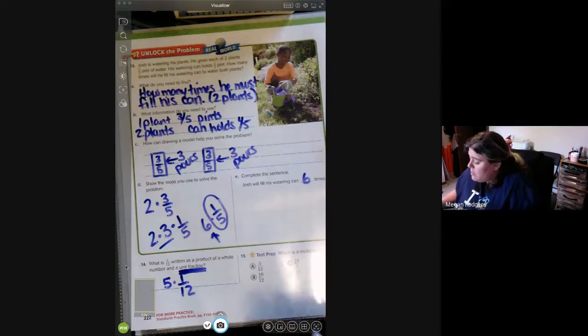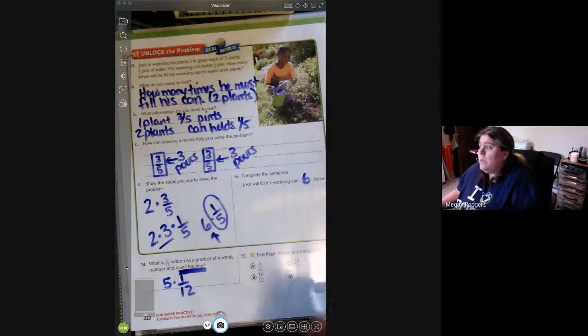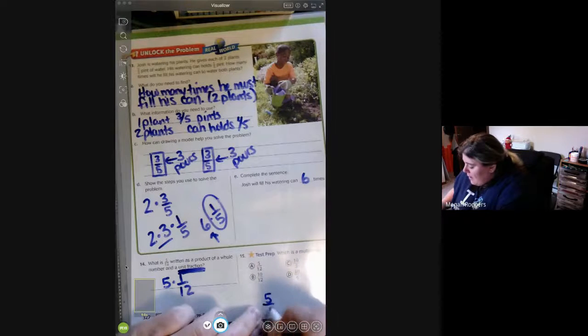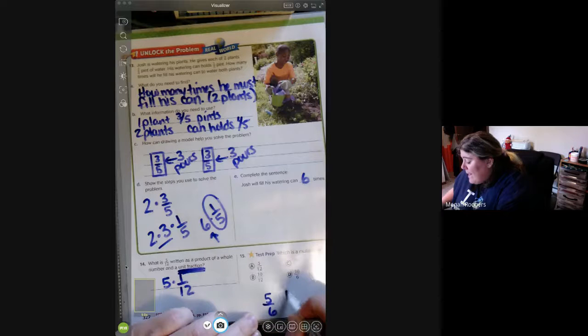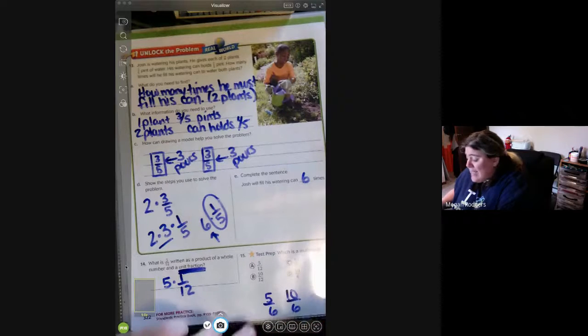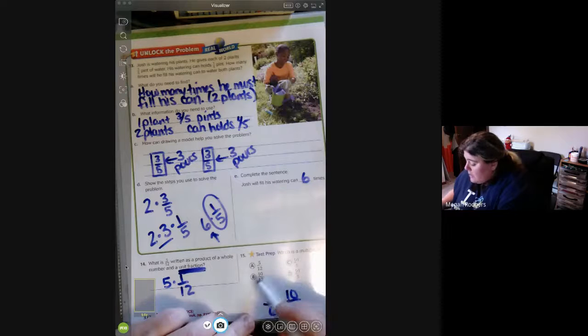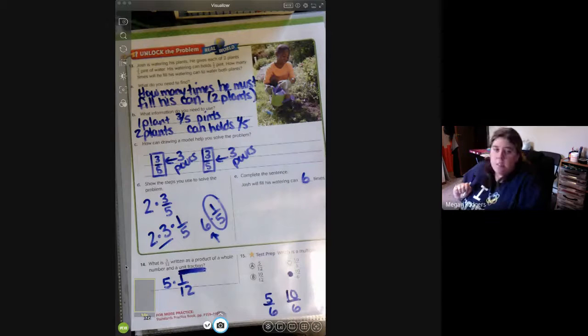So which is a multiple of 5/6? There's a couple of these that look like they could be. But remember, we increment using our numerator. So if I were going to write them out, I would have 5/6. My next one would be 10/6. Notice my denominator does not change. So I have 3 of them that have 10 as a numerator, but only letter D there has my 6 in the denominator.